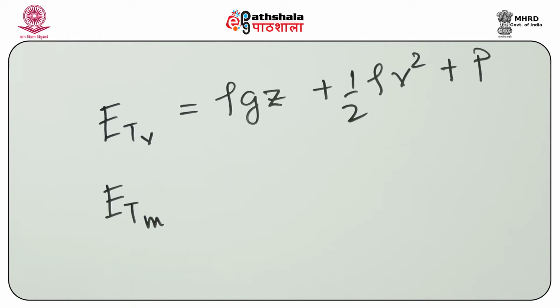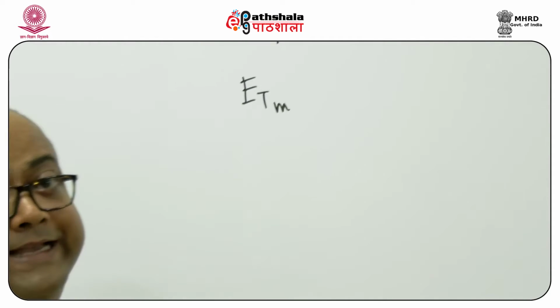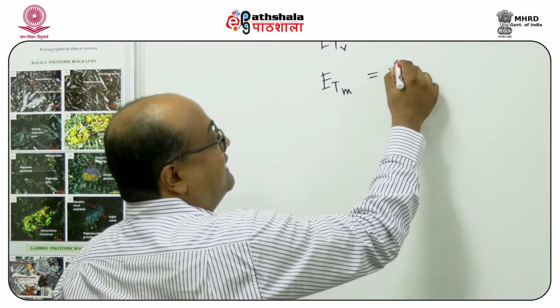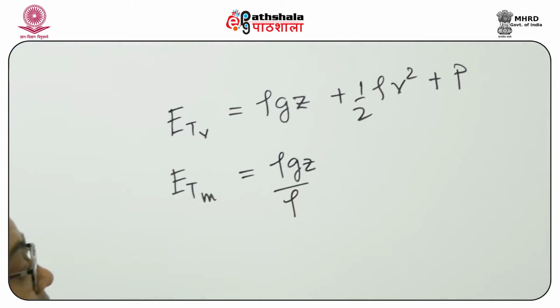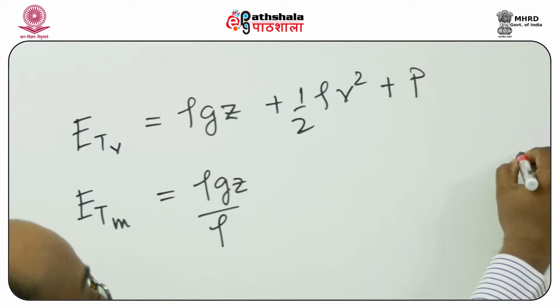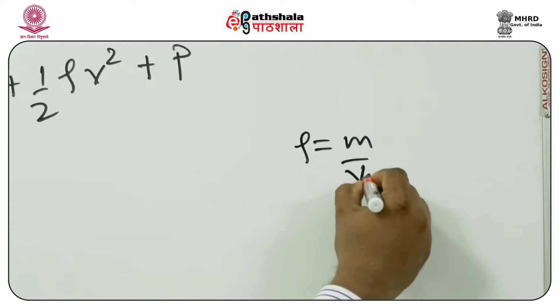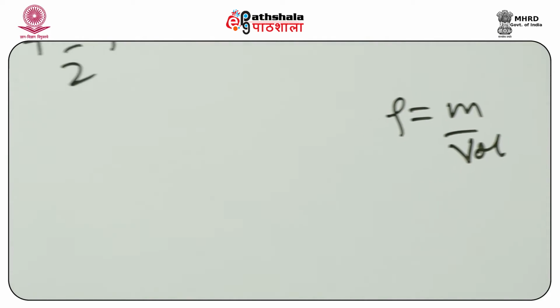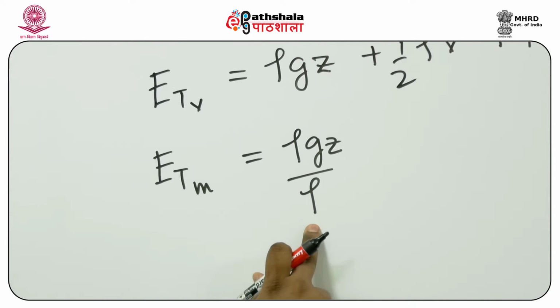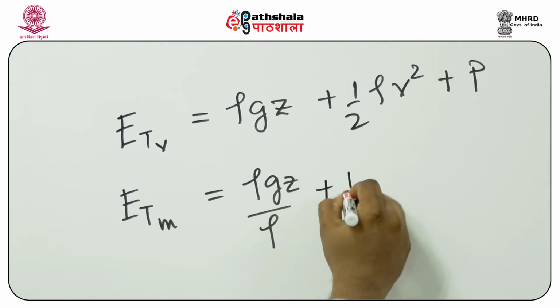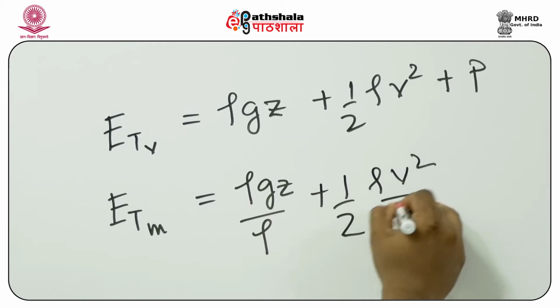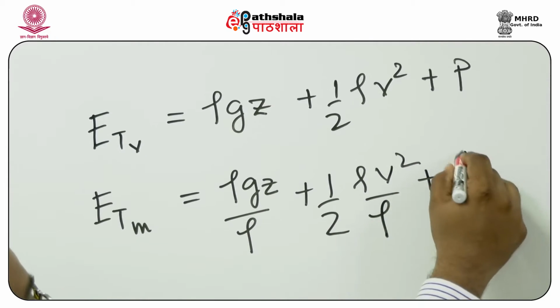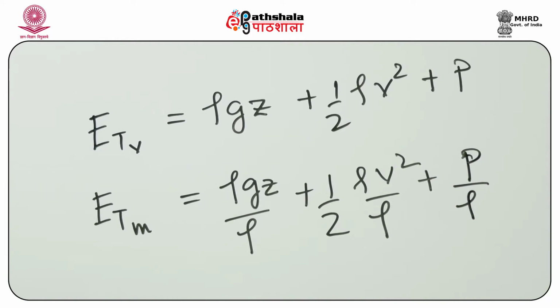As we know, for a unit volume of an object, the mass is equal to the density. So I am dividing the equation by rho. The reason is that density equals mass by volume, and if volume is 1, rho becomes equal to m. So when I say this is the total mechanical energy per unit mass, I am dividing the entire equation by rho, including pressure divided by rho. So this is the equation of the total mechanical energy per unit mass.